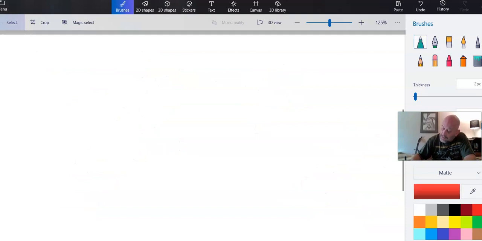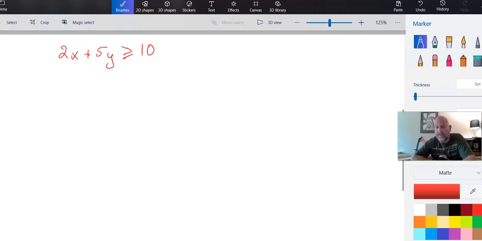Okay, so let's try another one here. Let's say we have 2x plus 5y is greater than or equal to 10. Okay, so I want you to graph this inequality. So go ahead and pause your video and see what you can do with it. Remember, graph the line, figure out which side's true. Okay, so go ahead and take off on that.